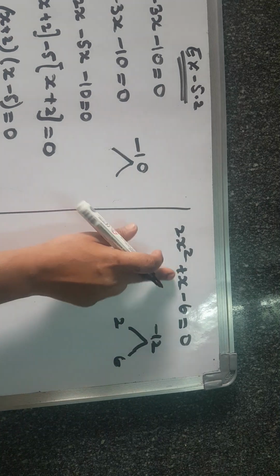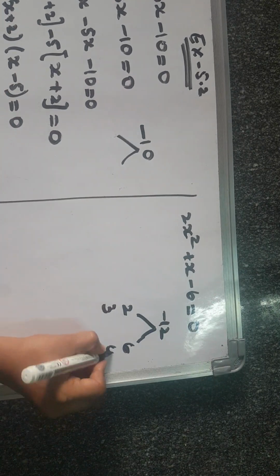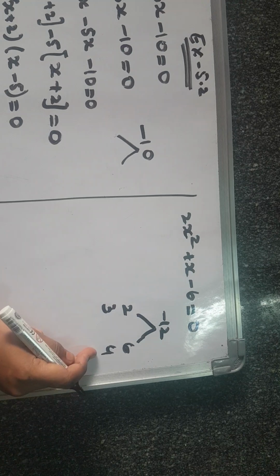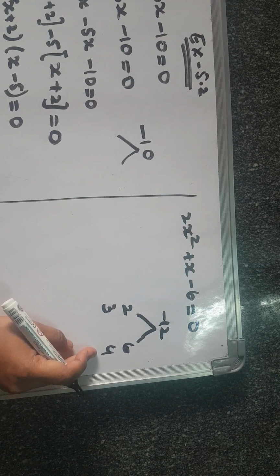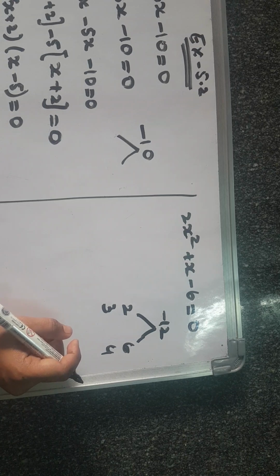So it is not satisfying here. Plus 1, take next 3, 4. Okay, 3 plus 4 is 7. It is not satisfying. 3 minus 4 gets the value minus 1.